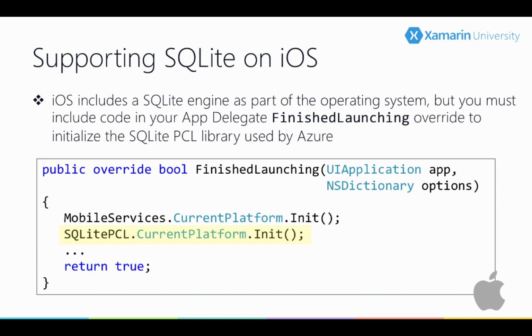As mentioned before, iOS has a built-in version of SQLite. However, the PCL client library we'll be using requires that you initialize it as part of the application initialization. And this is done through a single call to CurrentPlatform.Init, which should be part of your app init sequence. So a good spot for this is when you initialize your Azure client library, typically in the FinishedLaunching method of your app delegate. And this is actually only a requirement for iOS. Android and Windows don't need this at all. And this is also true for your iOS Forms target apps as well. So make sure to add this line into the iOS specific project there.